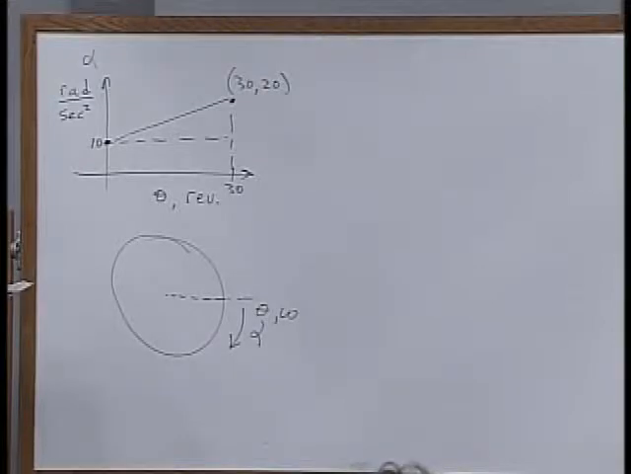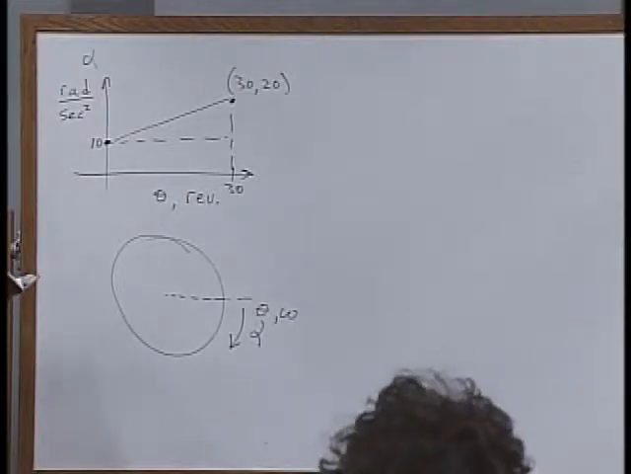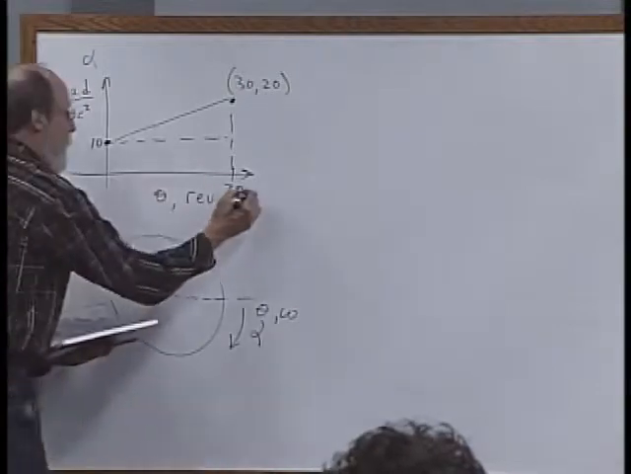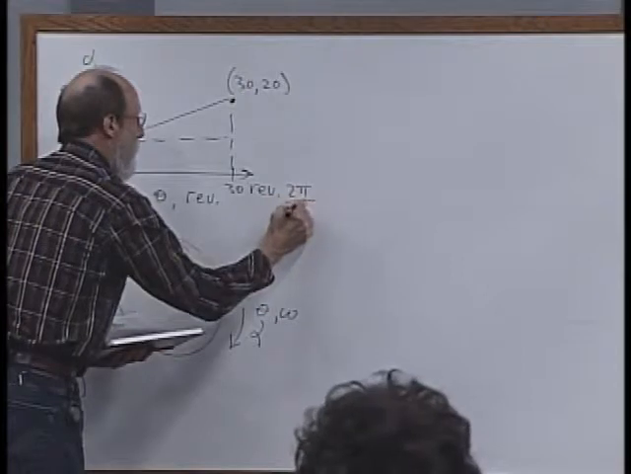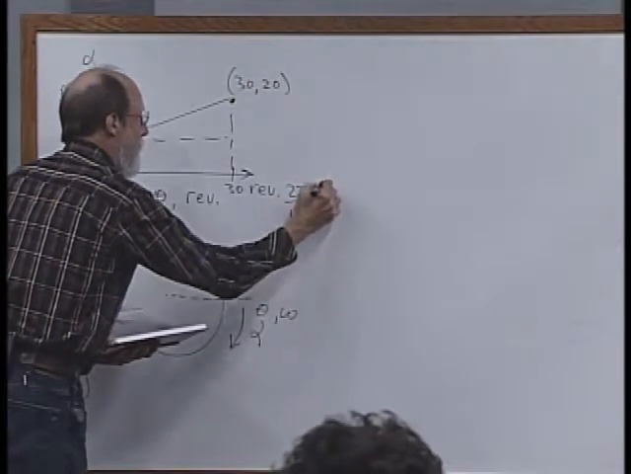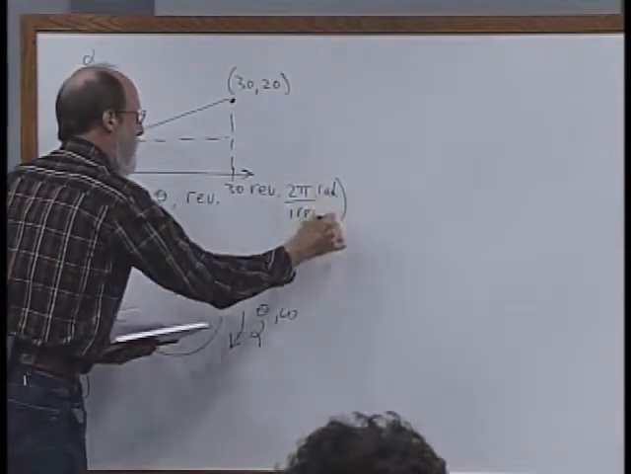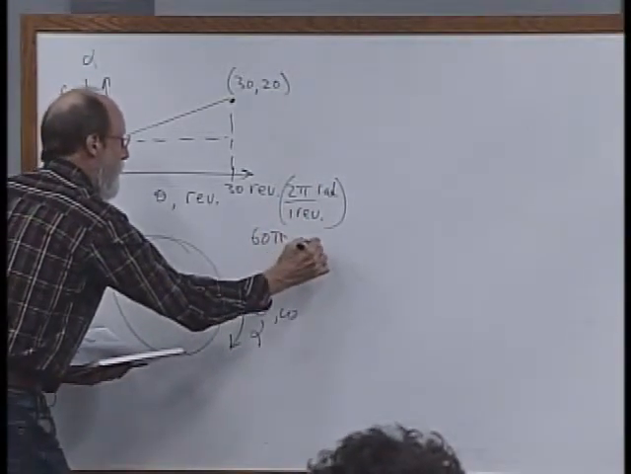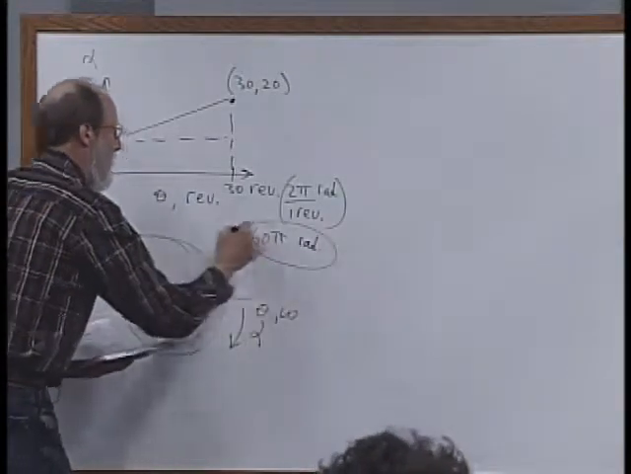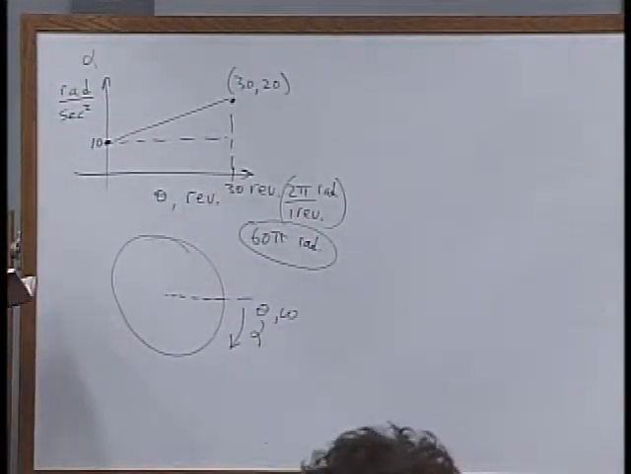Increase linearly with a clockwise angular displacement during the next 30 revolutions. Okay, now this is 30 revolutions, so we need to multiply that by 2 pi per 1 revolution to convert this into radian measure. So we get 60 pi radians at that point. Okay, so we have that piece of information.